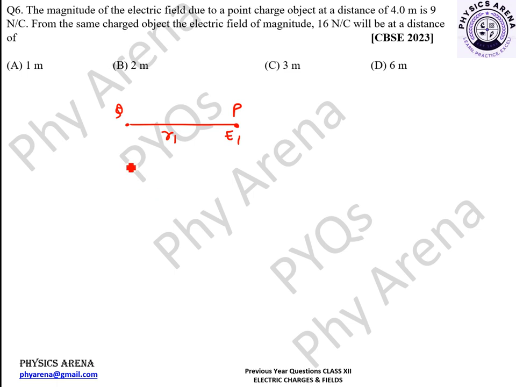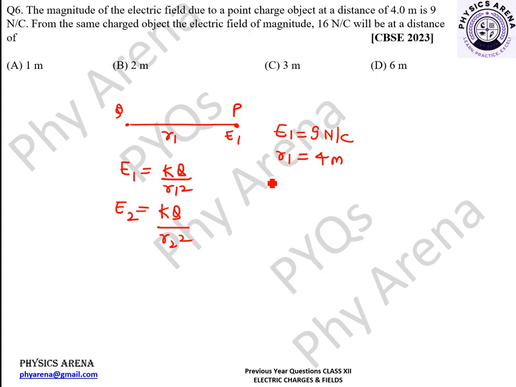the same charge. So what I can write, E1 is equal to KQ upon R1 square. That is the first electric field, and value of E1 is 9 Newton per Coulomb, and R1 is equal to 4 meter. Now I need to find R2 for an electric field E2. That will be E2 is equal to KQ upon R2 square, and E2 value is given to us as 16 Newton per Coulomb, and I need to find the value of R2.